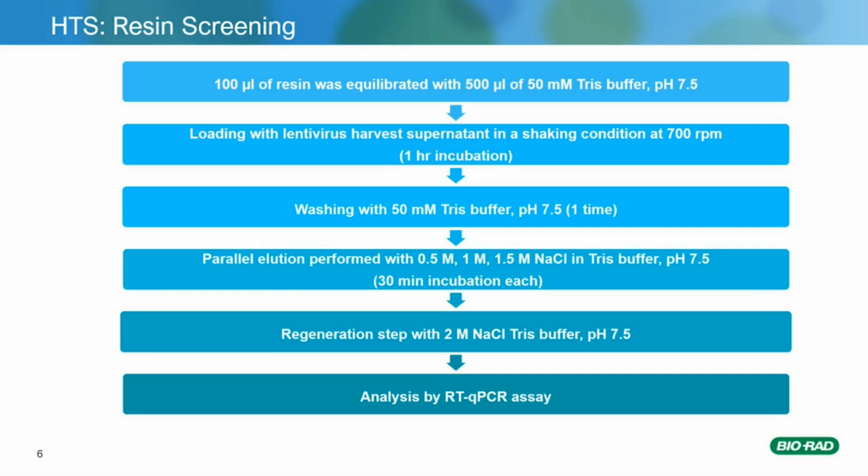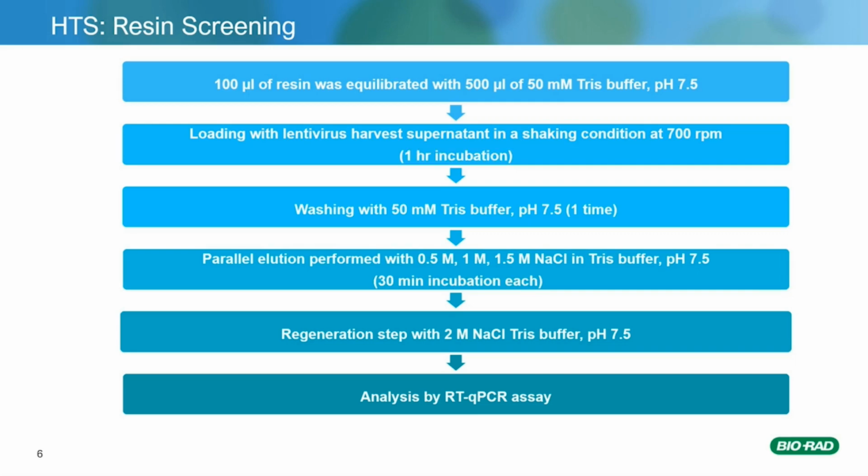This slide shows the protocol for the slurry plate screening. We added 100 microliters of each resin in the 96 well plate and equilibrated with 500 microliters of the equilibration buffer, which resulted in a phase volume ratio of 5:1. Following equilibration, the lentiviral harvest supernatant was incubated for 1 hour under shaking condition for the loading step.